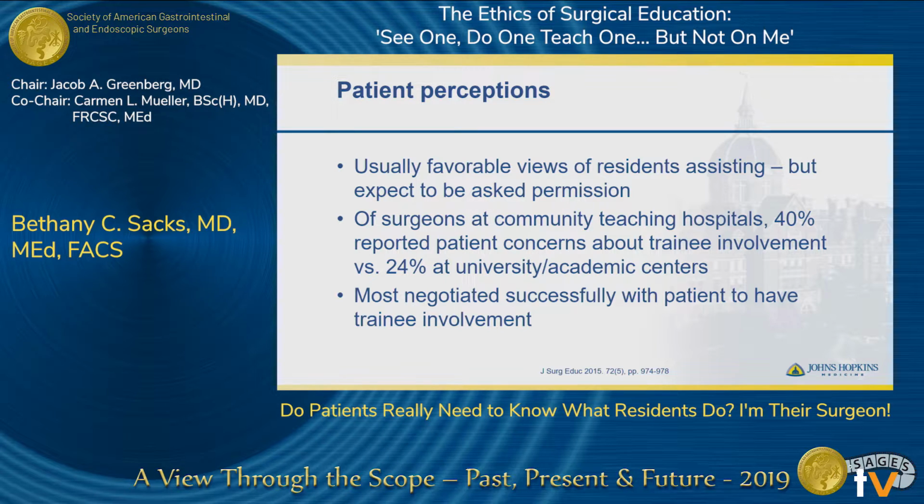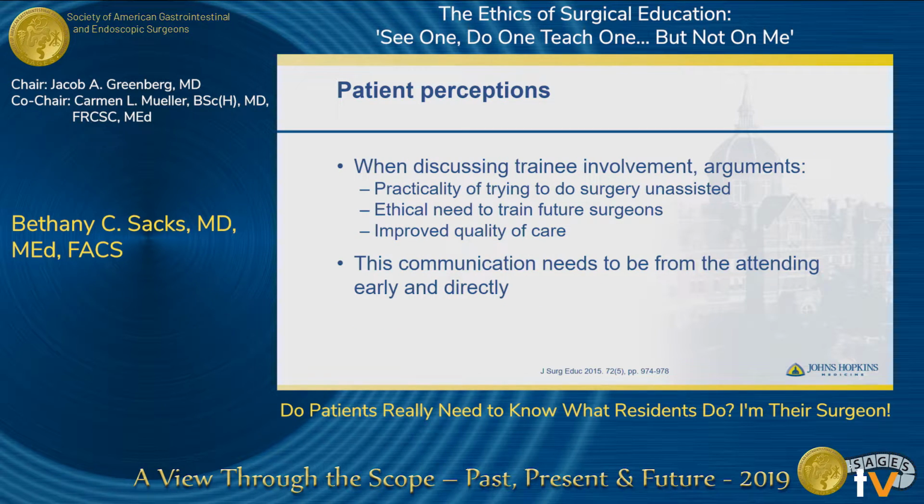There was another study that looked at community teaching hospitals and academic centers in Massachusetts. Overwhelmingly, just under half reported that they got patients' concerns about trainee involvement, a little bit more at the community centers. And most were able to negotiate with the patients to allow the trainees to be involved. The arguments that they would use: there's usually, we need an extra set of hands, just the practicality of needing a resident. The ethical need that we need to train these future surgeons because they're going to be the ones taking care in the future.